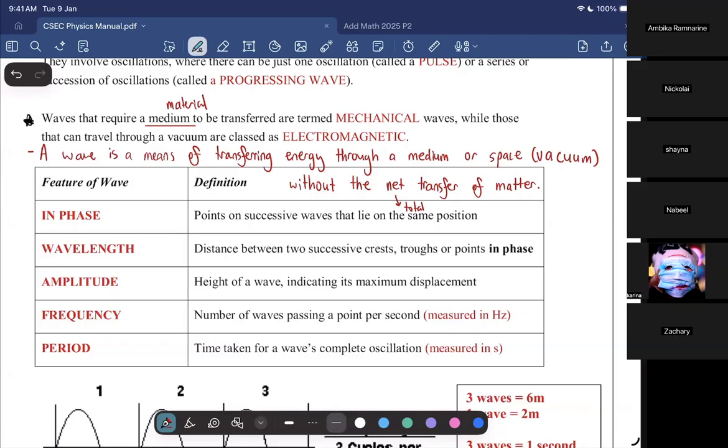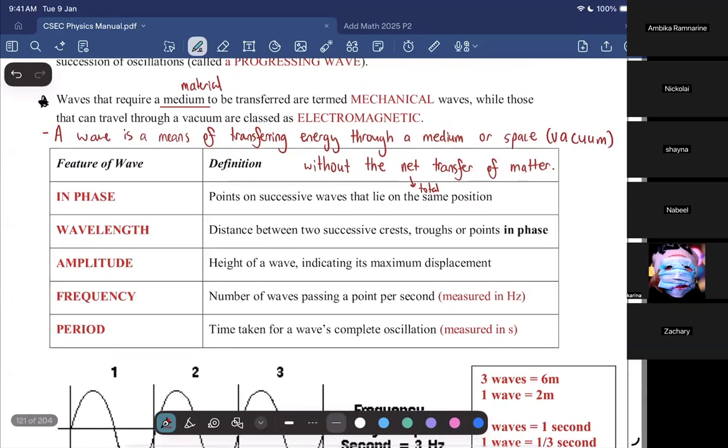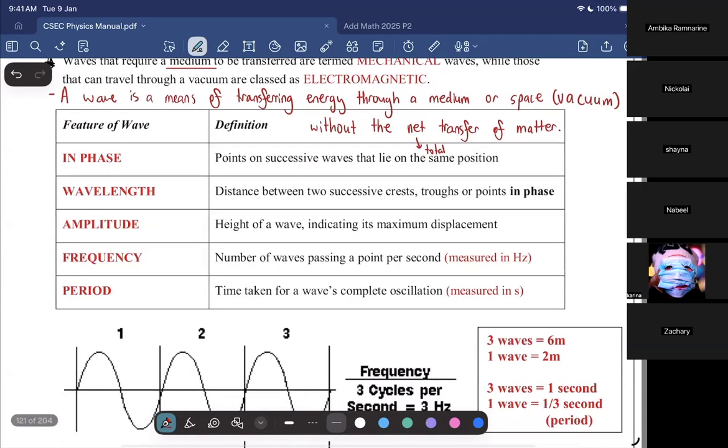Good. So I'm going to take it that everybody has mechanical waves and electromagnetic waves copied down, as well as the definition of a wave. Okay, good. Now we're going to look at features of a wave. I'm going to leave phase for last, because I feel that's the most abstract one to understand.